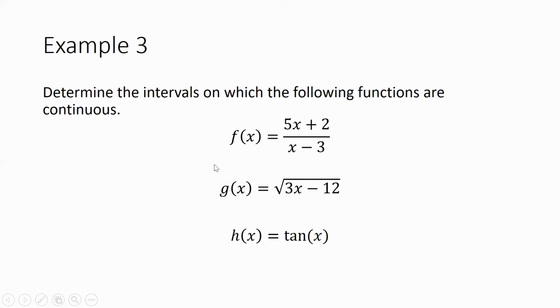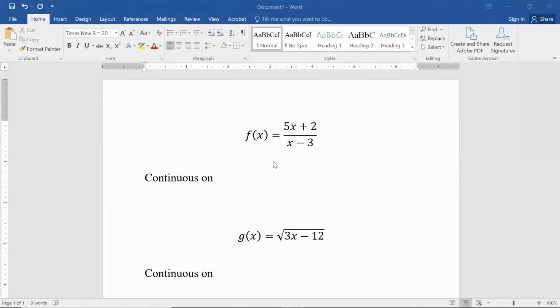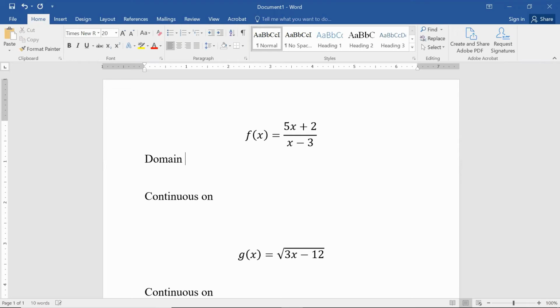Let's take a look at these types of functions and determine where they are continuous. I have copied and pasted these functions into the Word document. So all we have to do with these types of functions is look at the domain. So the domain of this rational function is all real numbers, except when the denominator is 0.